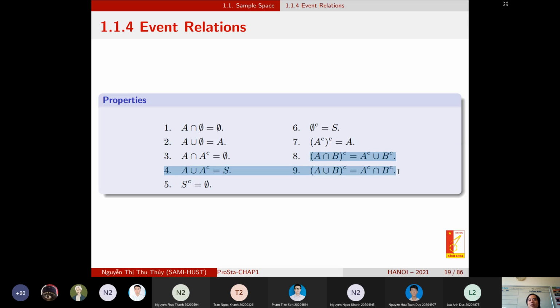Have you learned about De Morgan's rules in properties 8 and 9? Have you all heard about that? Yes, that's a very important property. If you take the complement of A union B, then we have the intersection of A^C and B^C. And if we take the complement of A intersect B, then we have the union of A^C and B^C.